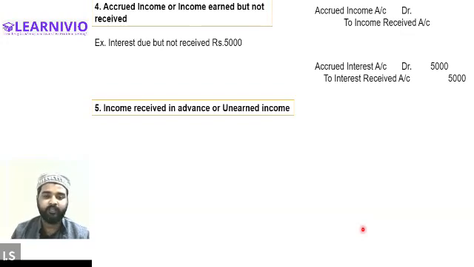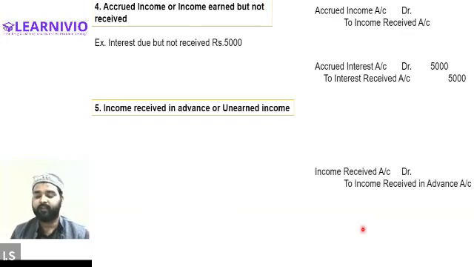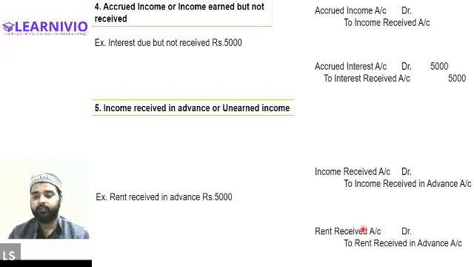Because you are receiving income and your liability is increasing, the general entry for this will be income received account debit to income received in advance account, right? Let's suppose there is an example, rent received in advance rupees 5,000. So the general entry for this will be rent received account debit to rent received in advance account, right? Is there any doubt? Alexander, Halima, Ahmad? No, sir. Okay.